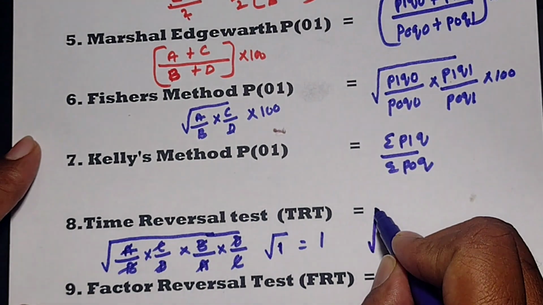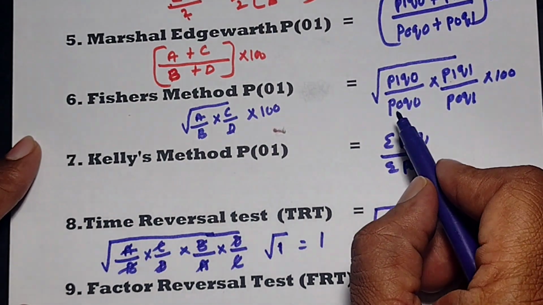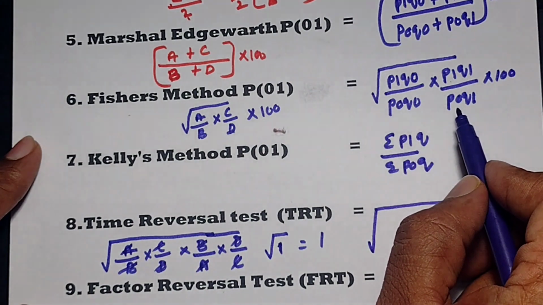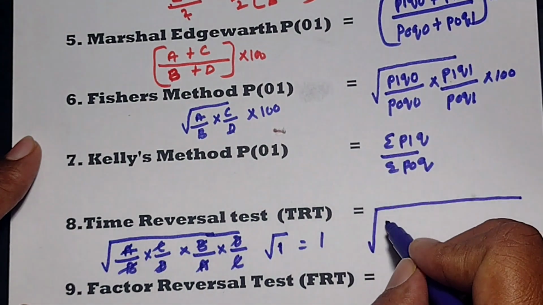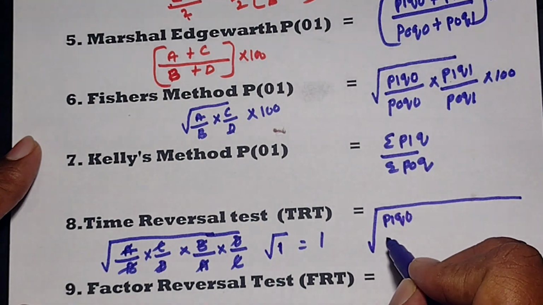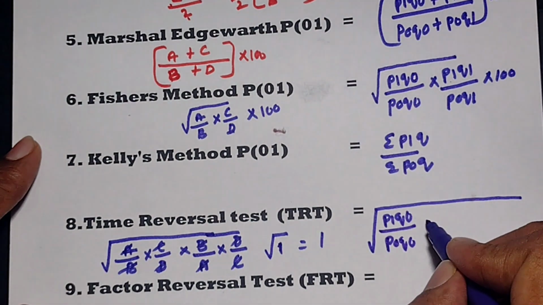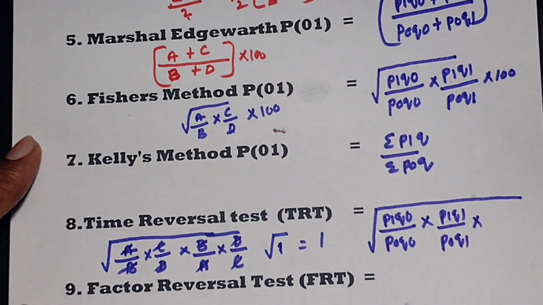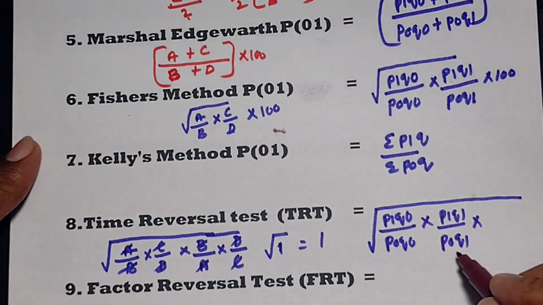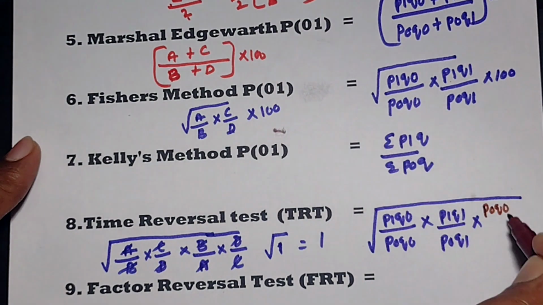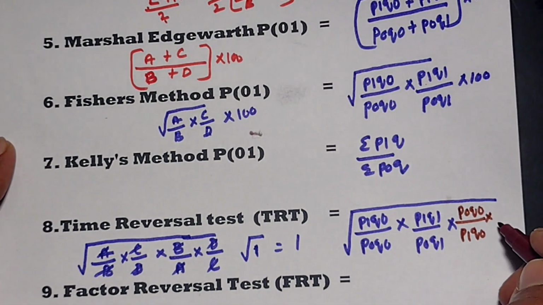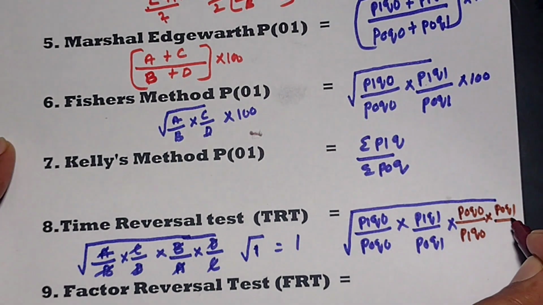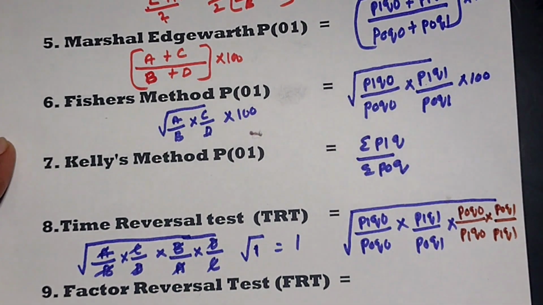Now you have to say that A by B, that is 1, 2, 3, 4 of the Fisher's method is going to appear the same as it is: P1 Q0 divided by P0 Q0 into P1 Q1 divided by P0 Q1, and the same thing will become the opposite of that one, so all the denominators will go up: P0 Q0 divided by P1 Q0 into P0 Q1 divided by P1 Q1. This is the time reversal test.